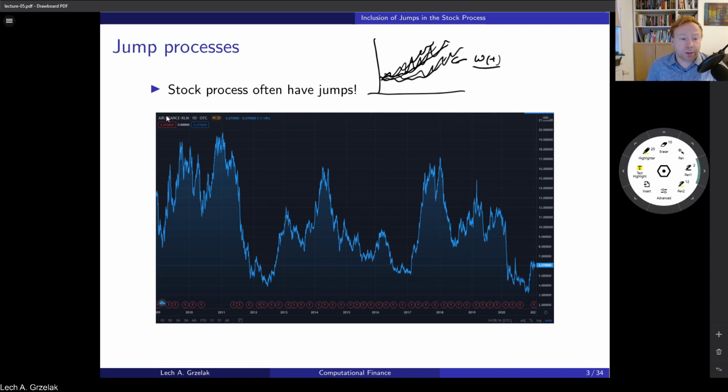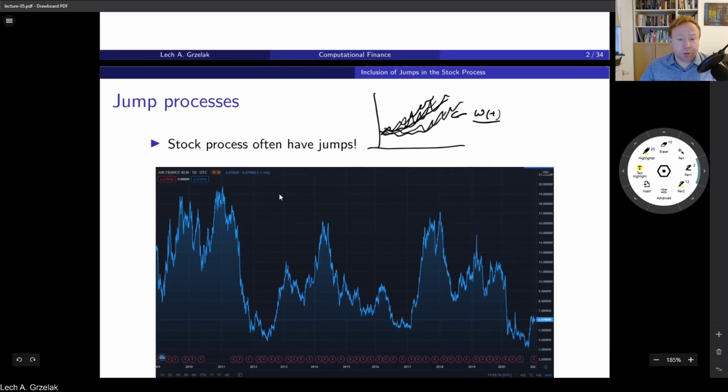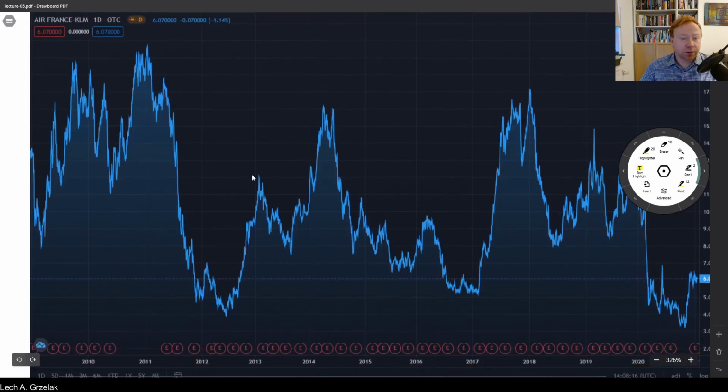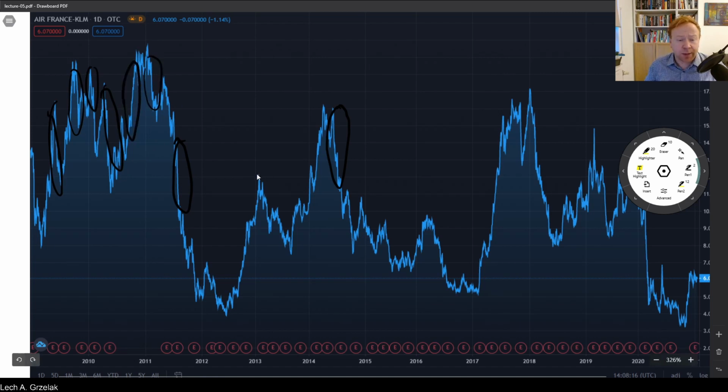If you look, for example, at the KLM stock here, if we zoom in, you can see multiple jumps that would not be explained by the geometric Brownian motion process. As you can see, there is one here. There are multiple jumps here. You see 1, 2, basically every month, every quarter, there is a significant either drop or rise of the process. And that cannot be well explained by geometric Brownian motion.